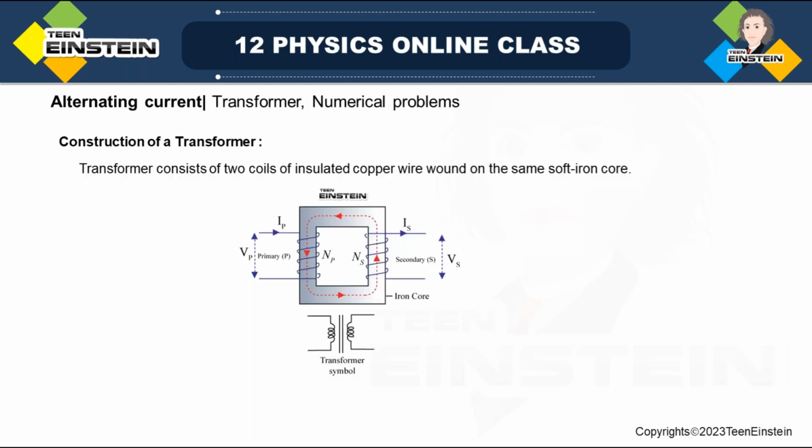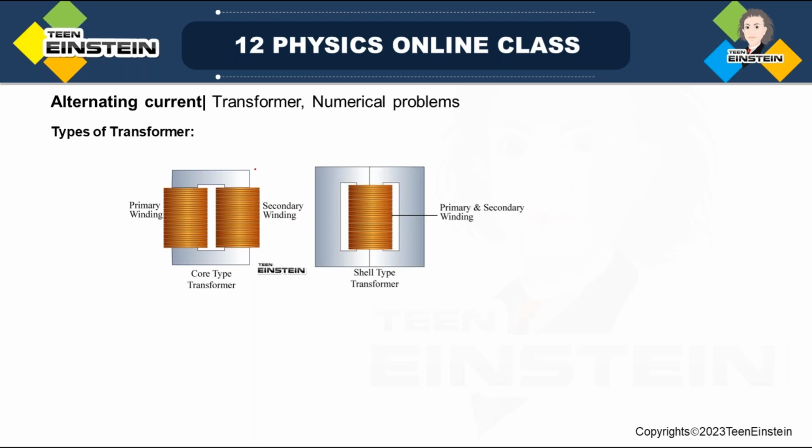Now we will see the types of transformer. There are two types of transformer. One is the core type transformer, another one is the shell type transformer. You know, shell means what? Generally we say shell when something is inside, and it is covered by something else. So that is a shell.